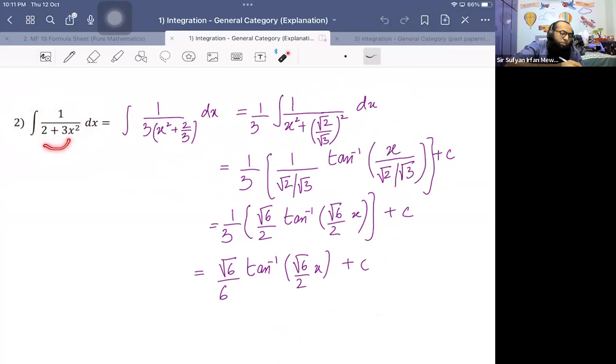So firstly, we change the order of the terms, so it becomes 3x squared plus 2. Then we need to make the coefficient of x square as 1. So I will take 3 as common.